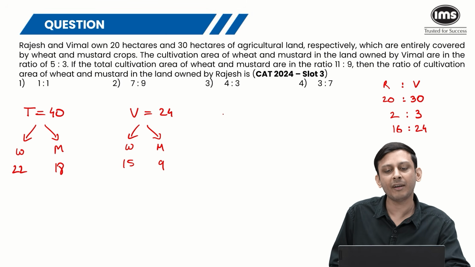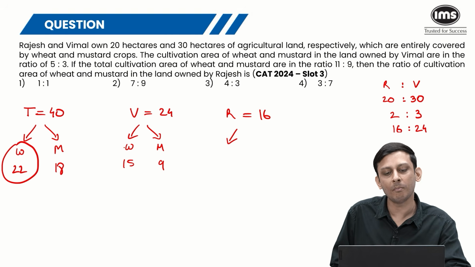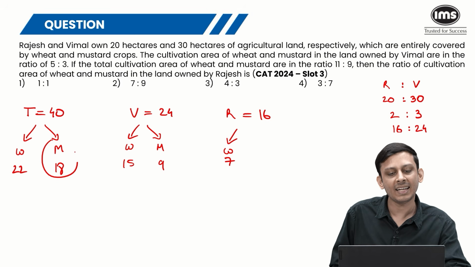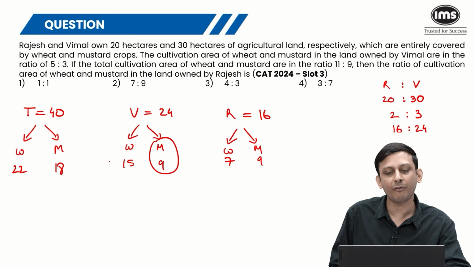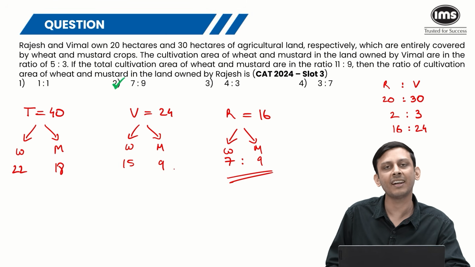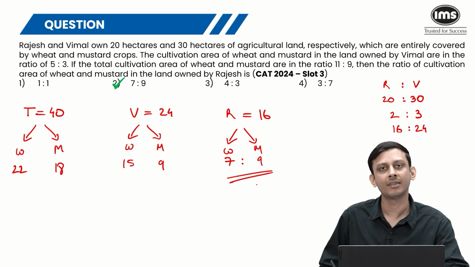And now we can easily find for Rajesh. For Rajesh, we have total 16. Rajesh's wheat will be 22 minus 15. That will be 7. And mustard will be 18 minus 9. So that will be 9. So we can see for Rajesh, we will get wheat and mustard in the ratio 7:9, which is there in option 2. We can see this calculation becomes very convenient.